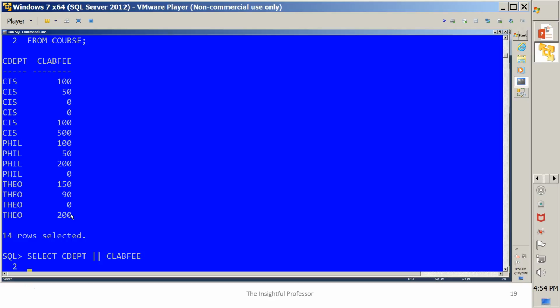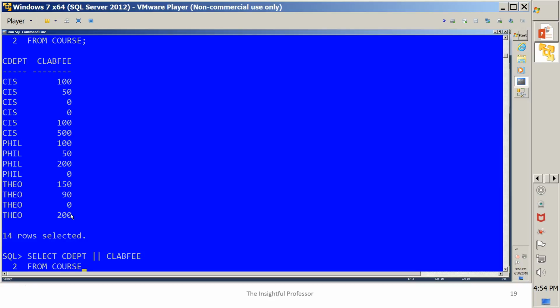What happens is the system's going to help me out. It's going to take the lab fee, which it knows is a number, but can't be used as a number with this operator of concatenation. It will do what's called an implicit data type conversion. It says, well, lab fee has to be a string in order for this to work, so Oracle generously converts it to a string for me. And that's the exact same behavior with DB2.